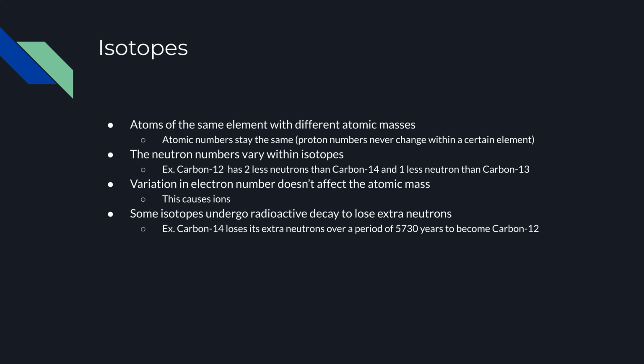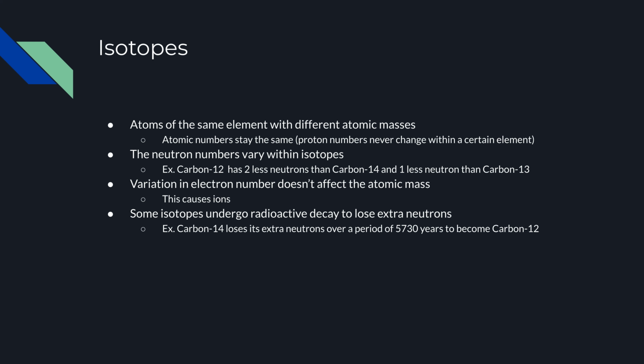And now we move on to the final topic, which is isotopes, atoms of the same element with different atomic masses. Atomic numbers stay the same. Proton numbers never change within an element. If you change the proton numbers, then you get a different element. So an isotope does not vary the proton numbers, rather it varies the neutron numbers. For example, carbon-12 has 2 fewer neutrons than carbon-14 and 1 fewer neutron than carbon-13.